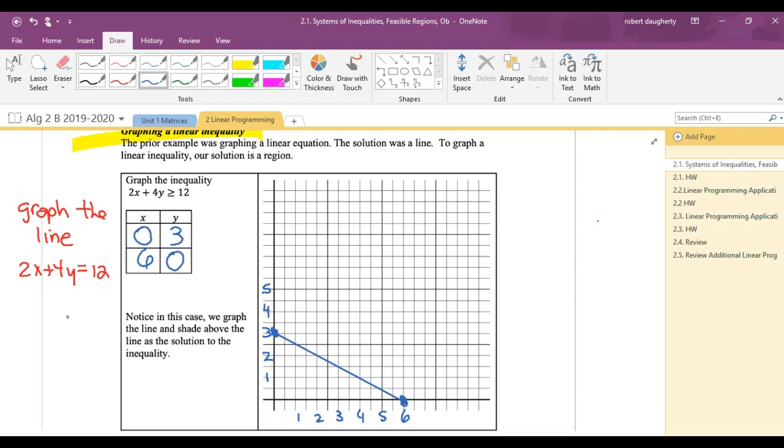So if 0 is not part of the solution, where do I shade? Above the line. In all of these problems, if this is 2x plus 4y equals 12, the greater than says where are the numbers that are greater than? It's going to be all of this, okay? So that is my solution, okay?